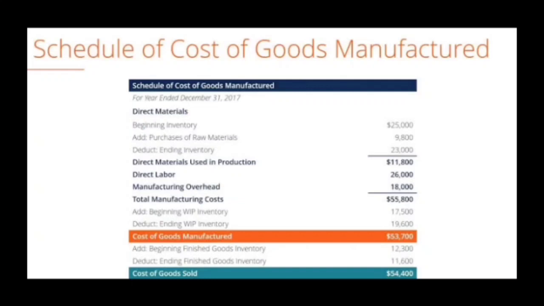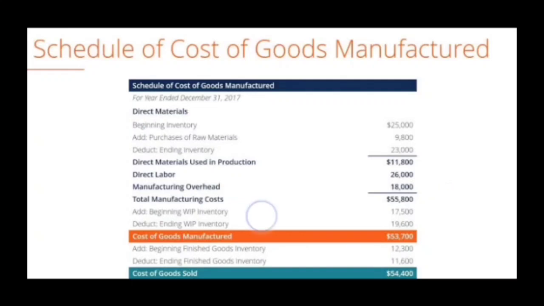Then we add the direct labor and we get the prime cost, as we have discussed before. Then manufacturing overheads. All other expenses other than direct labor and direct material shall be added into the product cost, and then we get the total manufacturing cost for this period.